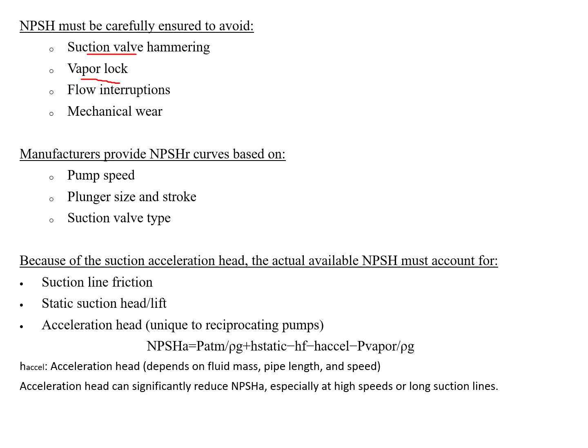So for the net positive suction head required, which is provided by the manufacturer, the curve should be based on the pump speed, plunger size and stroke, and suction valve type. These three variables are controlled by the manufacturer. They use a combination of these variables to provide a net positive suction head required for that pump.